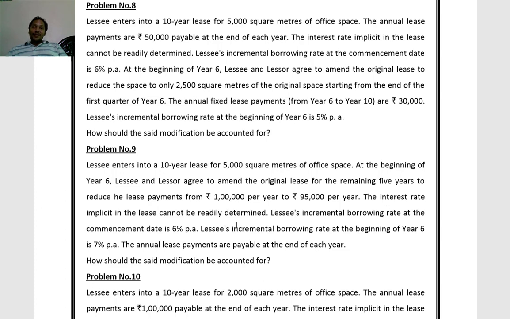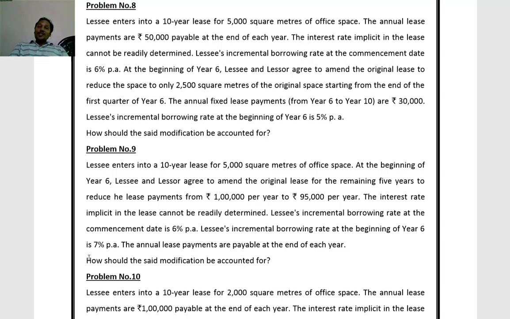The interest rate implicit in the lease cannot be readily determined. So the implicit interest rate is not available. Lessee's incremental borrowing rate at the commencement date is 6%. Lessee's incremental borrowing rate at the beginning of year 6 is 7%. So at the beginning of the lease it is a 6% incremental borrowing rate. At the time of modification it is 7%.